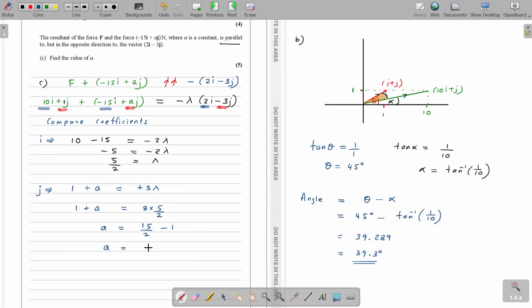A is 13 over 2, or in other words 6.5. Okay, so 13 over 2, or in other words it is 6.5. Okay, is this clear?